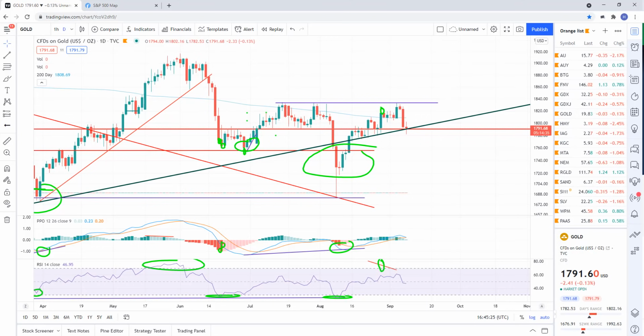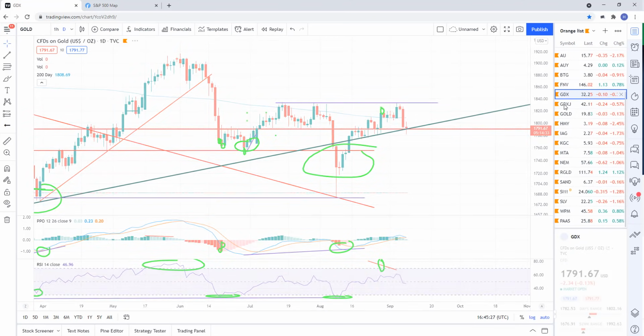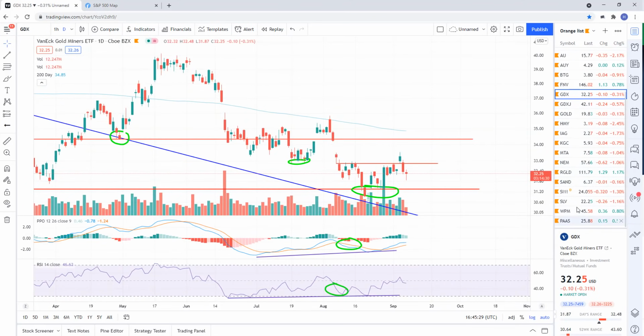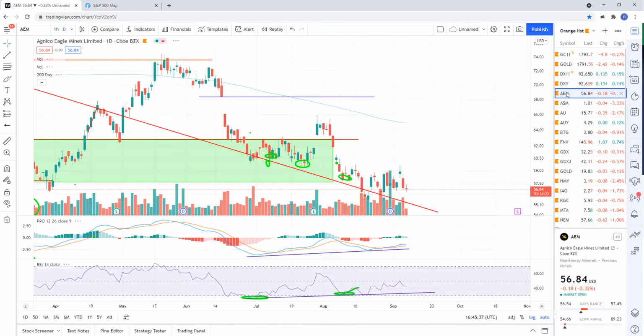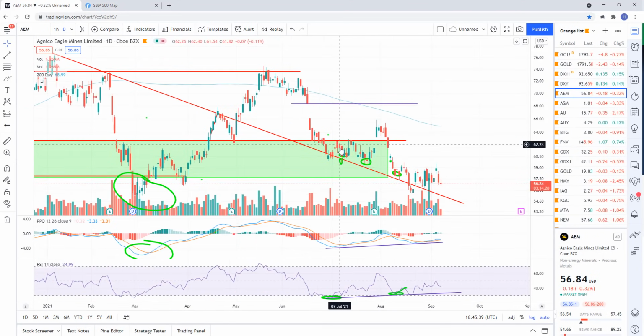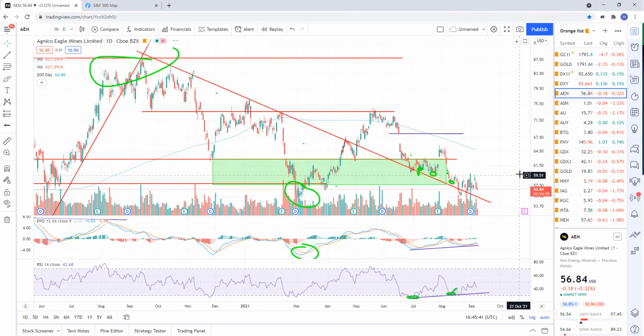I still think it looks good. The miners in general are kind of just hanging in there, just grinding along support. Here's Newmont. You can see it just hitting support again today. And so it's just kind of grinding along support, and a lot of them look very similar to that. AEM, you can see just kind of grinding along support.